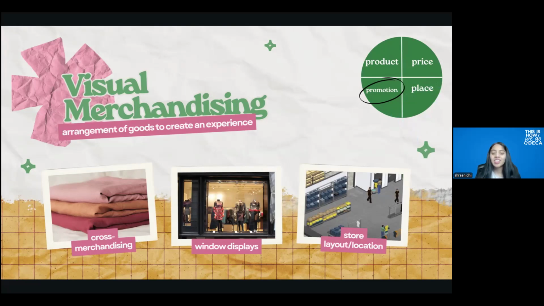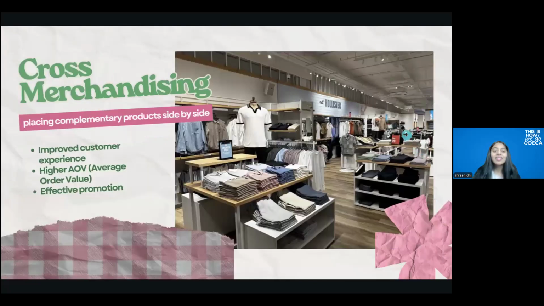Now, some of the main aspects of visual merchandising are cross-merchandising, window displays, and store layout and location. And I'll talk about those items in the upcoming slides. The first aspect I want to talk about is cross merchandising. Cross merchandising is one of those strategies in visual merchandising where you place complementary products side by side so that you can encourage sale of a whole outfit.